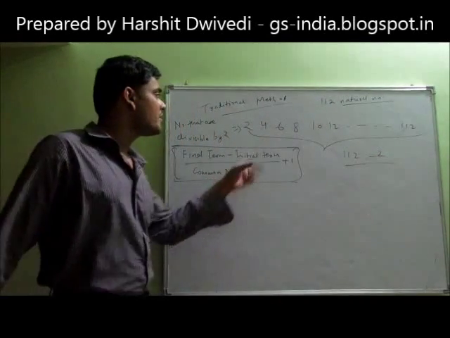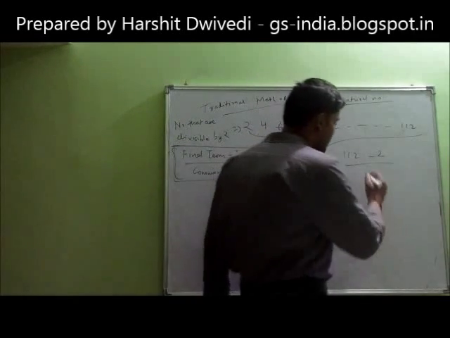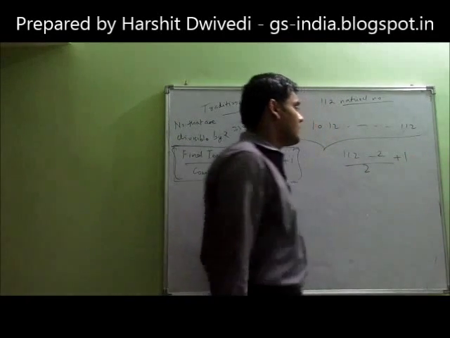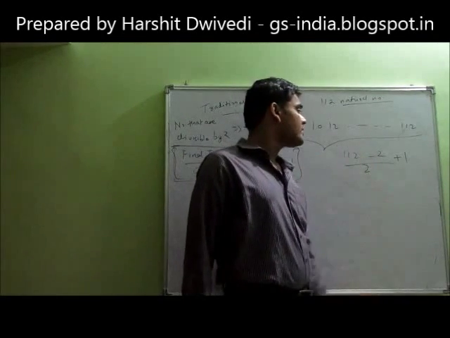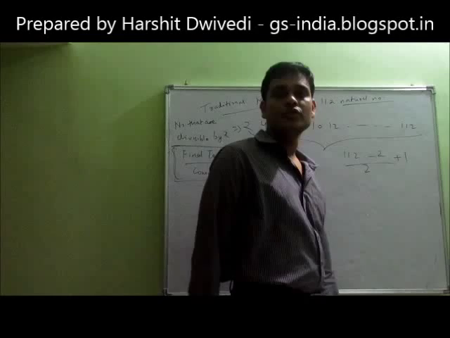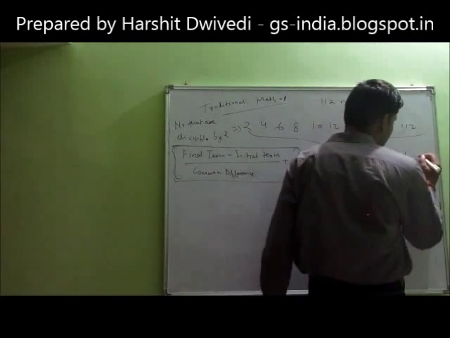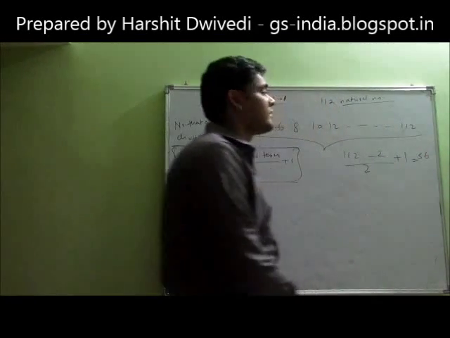What is the common difference? Common difference is 2, because the series is increasing by 2. Upon solving: 112 minus 2 is 110, 110 divided by 2 is 55, and 55 plus 1 is 56.